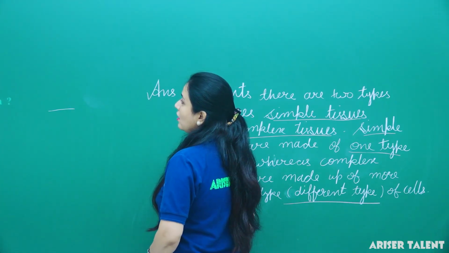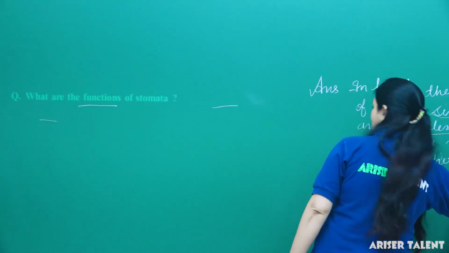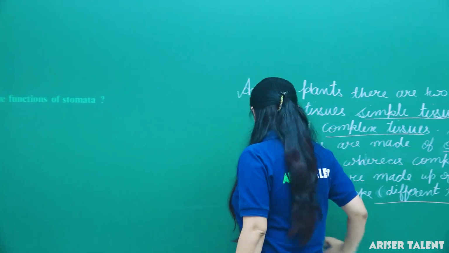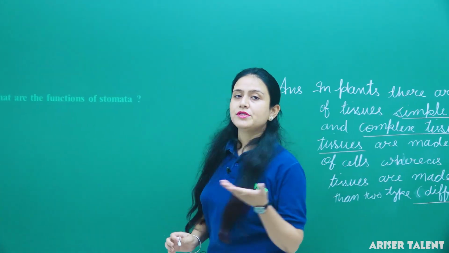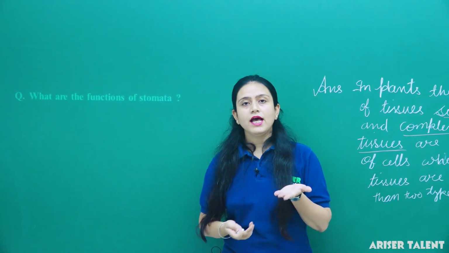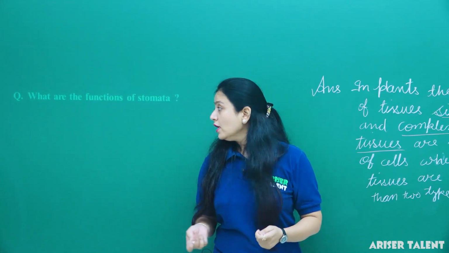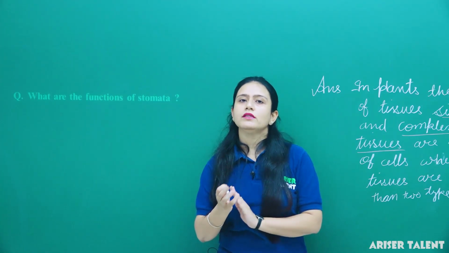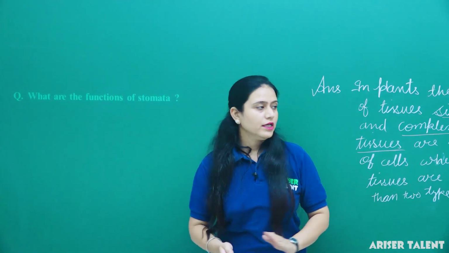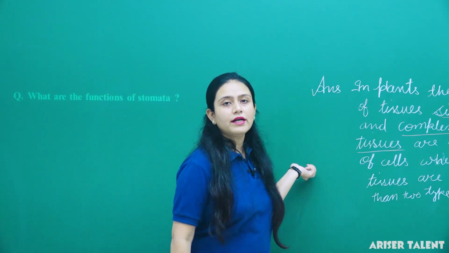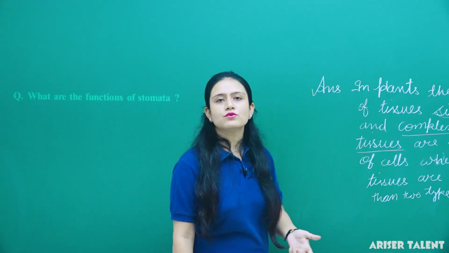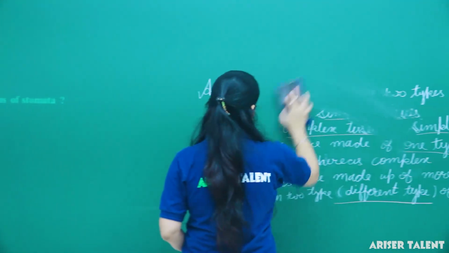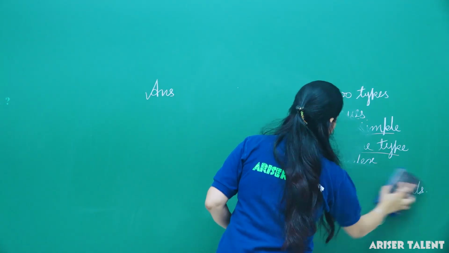Next is, what are the function of stomata? As we know, stomata are present in the leaves, generally on the lower surface of the leaf. And what is the function of stomata in the leaf? They do the exchange of gases with the atmosphere and they help in the process of transpiration. Clear? They lose the water from the plant in the form of water vapor and that process is known as transpiration. So here we go with the answer.